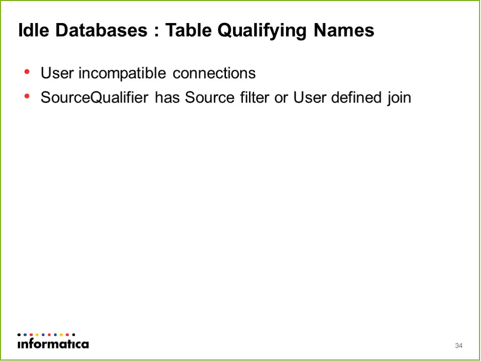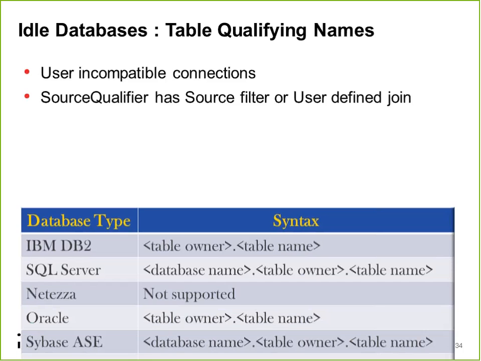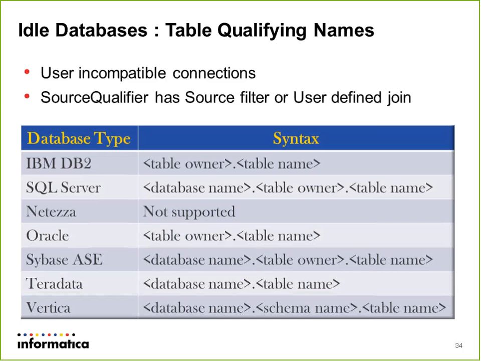To qualify the name of the source table, it has to go in the owner name session property for the source qualifier transformation. Similarly, a lookup transformation will have a lookup table name session property, which needs to be filled appropriately. And shown here is the syntax on how to qualify the table name so that the user incompatible connection is taken care of. For example, for Oracle, you need to give something like table owner dot table name, and so on.